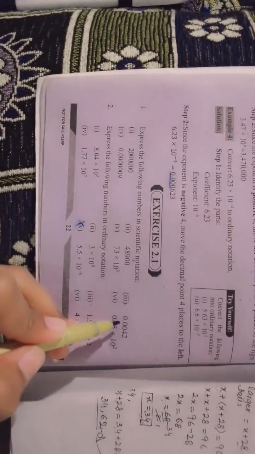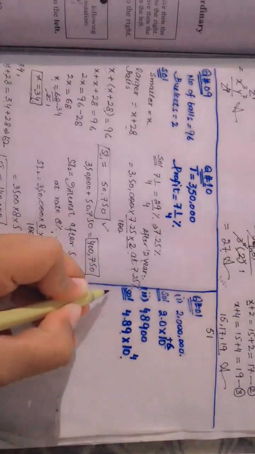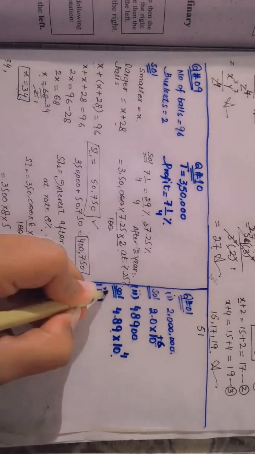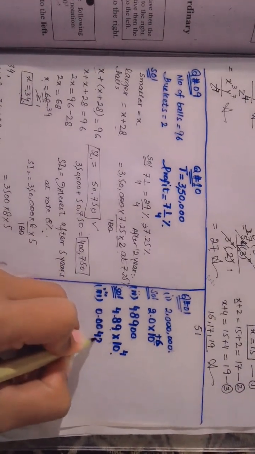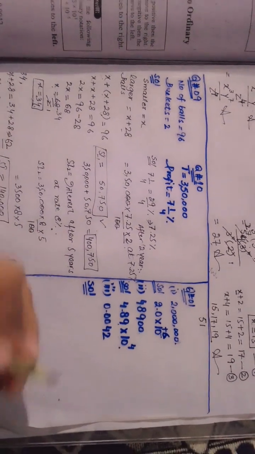Then the next question is part 3. Part 3 is 0.0042. So let's start part 3 of question number 1. Now we will change it to scientific notation by using the power of 10 in point form.